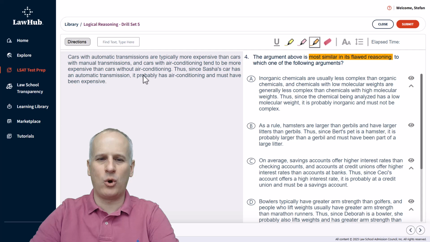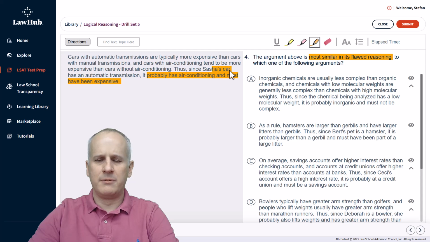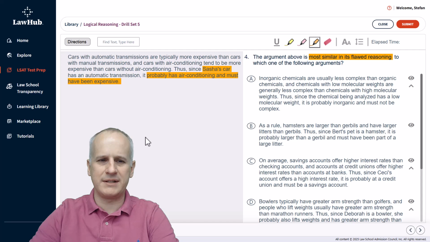So we're going to highlight only the conclusion to start. So this idea, Sasha's car probably has air conditioning and must have been expensive. And the reason is because it has an automatic transmission. And you may be thinking to yourself, this seems kind of like conditional logic. And I would agree, but we do recognize, hopefully, that in the digital LSAT era, working through conditional statements in your scratch paper is generally not going to be all that efficient.